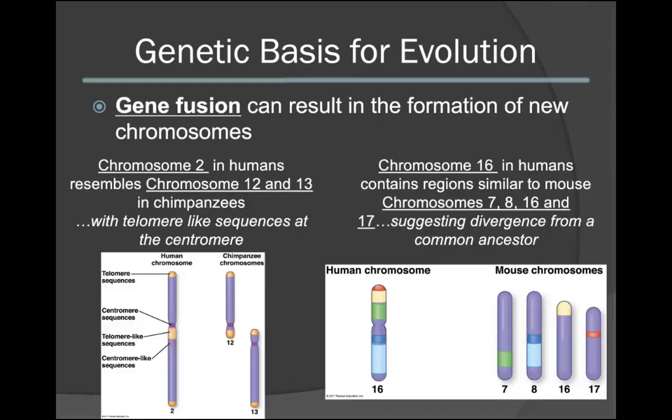Gene fusion can also result in the formation of new chromosomes. If we take a look at chromosomes 12 and 13 in chimpanzees, they bear a distinct resemblance to chromosome 2 in humans, even including the telomere-like sequences that are located at the centromere as well as at the tips of the chromosome. In addition, chromosome 16 in humans contains various regions that are similar to chromosomes 7, 8, 16, and 17 in mice. This suggests a divergence from a common ancestor.